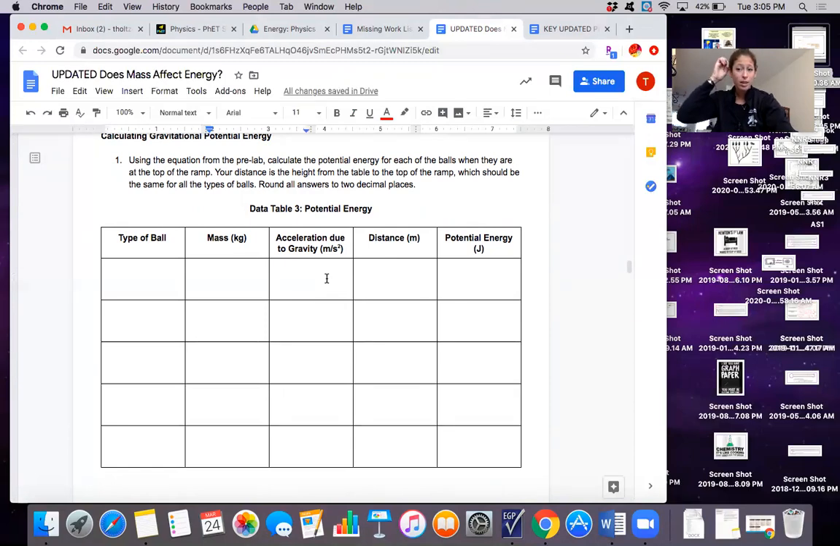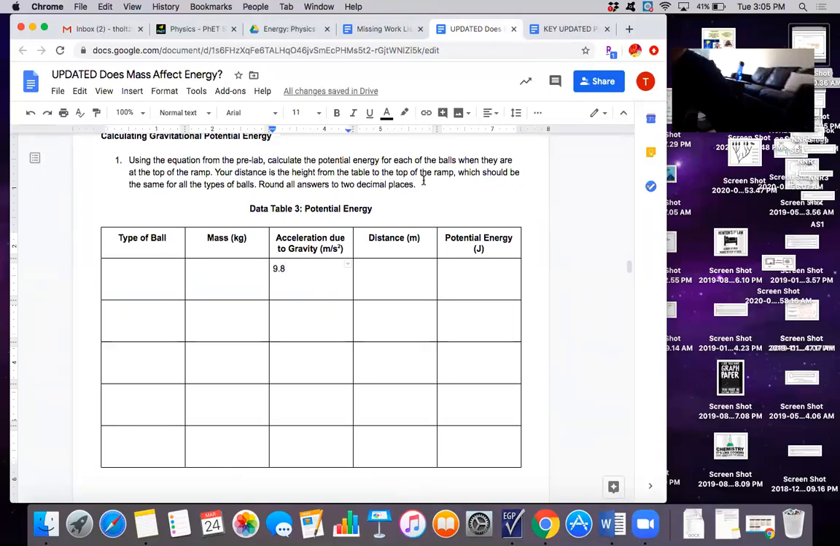What is the acceleration due to gravity that we've been plugging into our potential energy problems? If you said 9.8, you are correct. That should be the same for all 5. Now the distance should also be the same for all 5, but in this case, if you read the directions, it says your distance is the height from the top of the ramp to the ground. So I'm going to take my ruler again, or maybe my iPad, and I'll demonstrate how to find that.